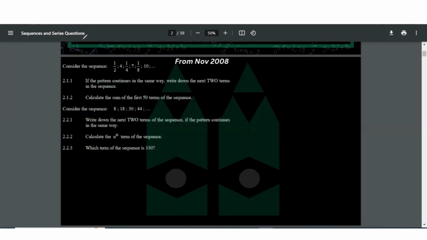So the first question that we've been asked here says, consider the sequence 1/2, 4, 1/4, 7, 1/8, and 10. Then it says, if the pattern continues in the same way, write down the next two terms in the sequence. So they've given you 6 terms here. Now, it's not normal that they give you 6 terms for a pattern. Typically, they'll give you 3 terms if it's an arithmetic sequence or a geometric sequence, and if it's a quadratic sequence, they tend to give you 4 terms, right? So those are certain clues that you can get. But if you look at this one, there's 6 terms that have been given.